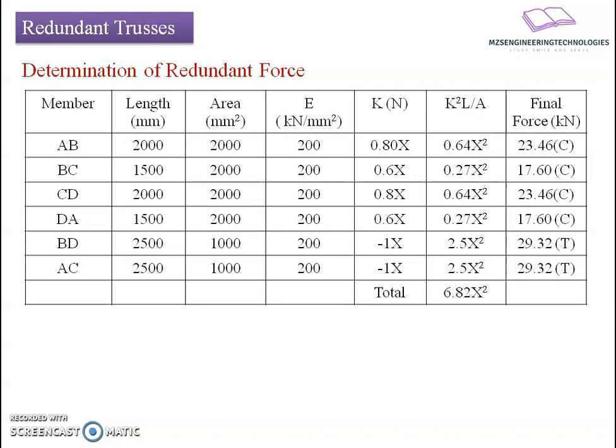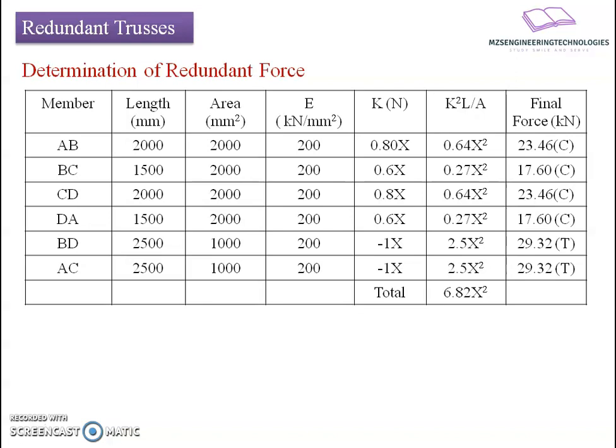E value is constant throughout all members, that's 200 kilonewton per mm square. We have found the K coefficients, the distribution of redundant force among the other members: 0.8X, 0.6X, 0.8X, 0.6X. They are positive because they are compressive in nature. Minus 1X, the negative sign imparts that they are tensile in nature. Then we require the product K square L upon AE. The product K square L upon AE results in values 0.64 X square, 0.27 X square respectively.